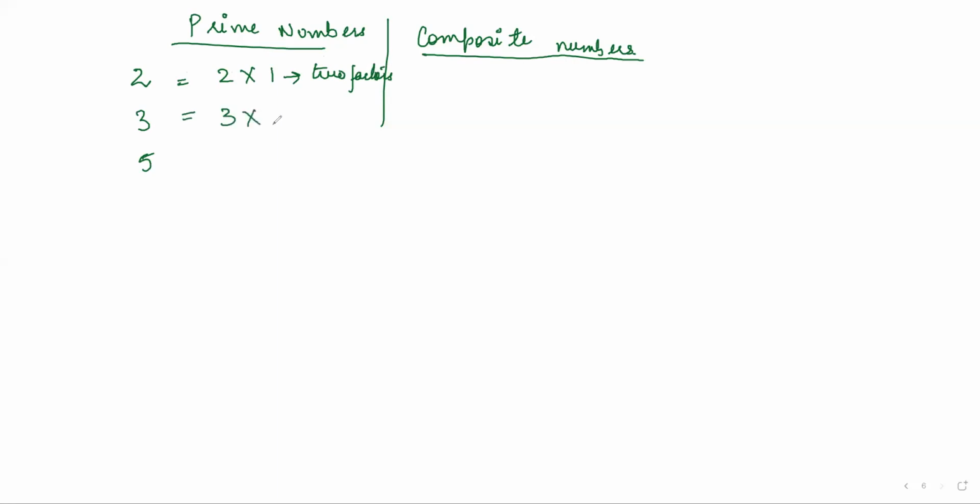And 3 into 1, so only 2 factors. Then 5 into 1, only 2 factors. So the definition of prime number is that it has 2 factors. Okay. These are important things. They'll help you always. So please note them properly in your copy. Okay. Now, composite numbers, I mean the numbers which are not prime, all the numbers are composite. So how many factors will they have?